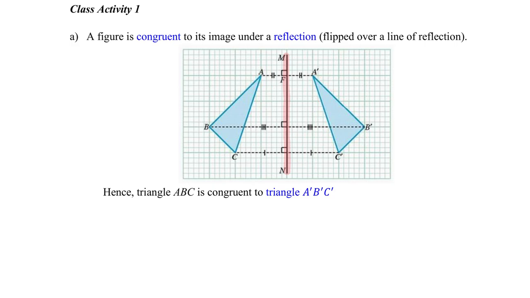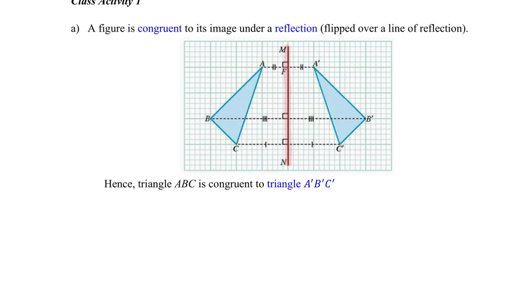You can see that the shape and the size do not change when we flip the figure over the line of reflection. Hence, triangle ABC is congruent to triangle A prime, B prime, C prime.